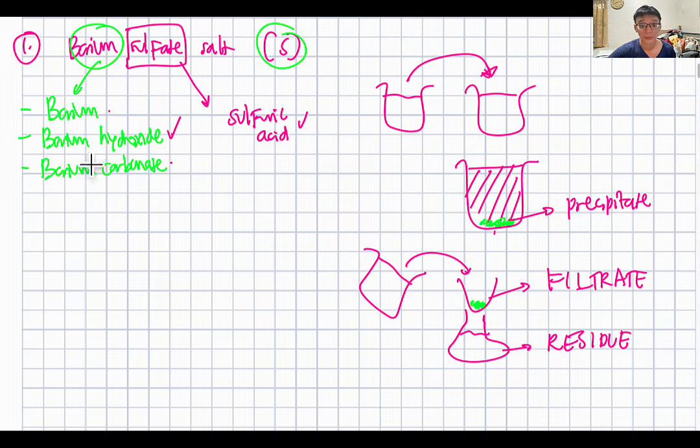If you want to use barium carbonate and sulfuric acid, it also works. If you want to use barium metal and sulfuric acid, it also works. So you can choose one of these barium sources for precipitation.